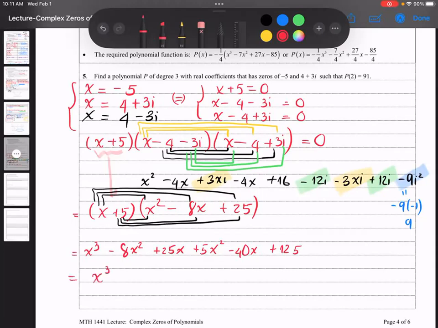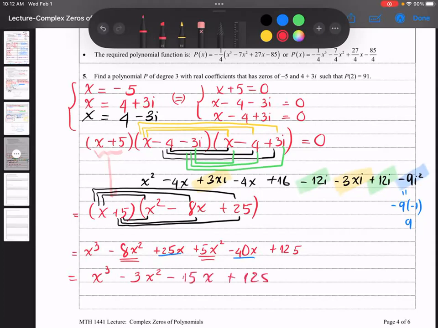x cubed. -8x squared and +5x squared become -3x squared. 25x and -40x is -15x. Plus 125.